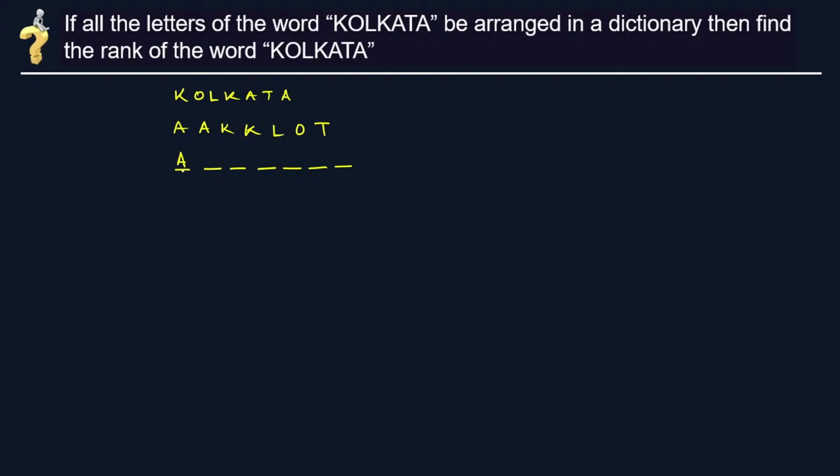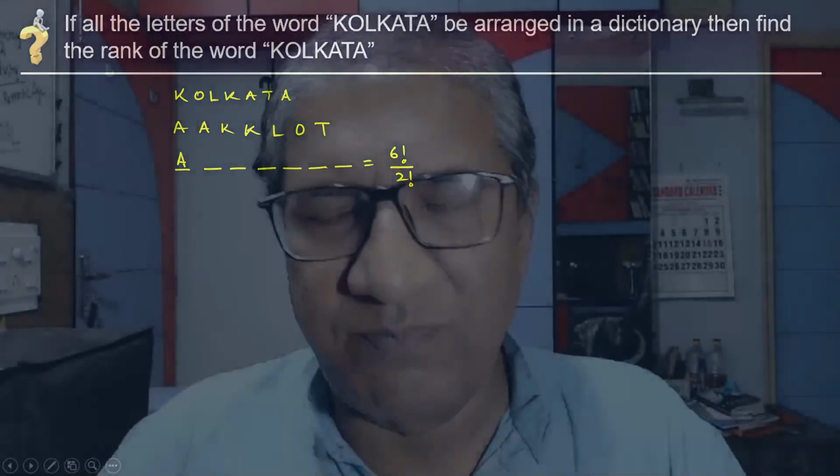Now, if the word starts with A, we are left with 6 places and we have 6 alphabets. These 6 alphabets can arrange among themselves in factorial 6 different ways, but the 2 K's are identical, so it has to be divided by factorial 2.